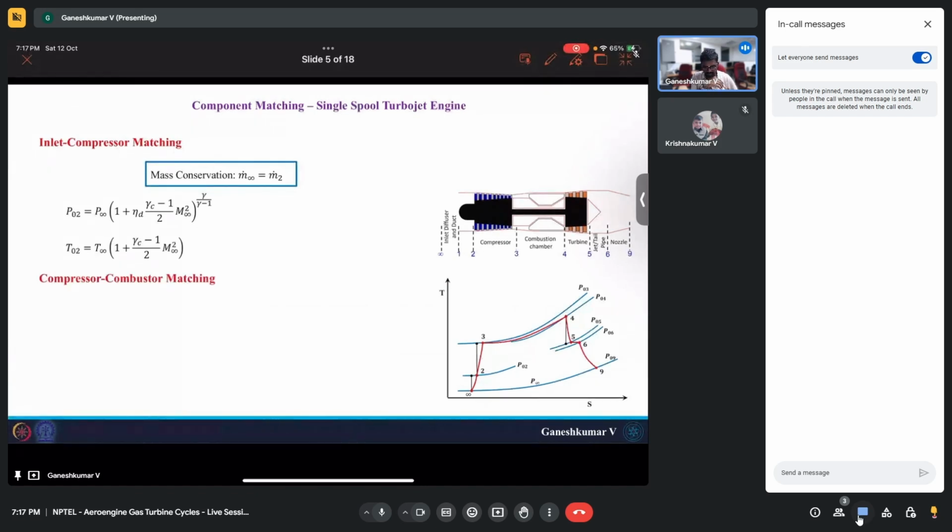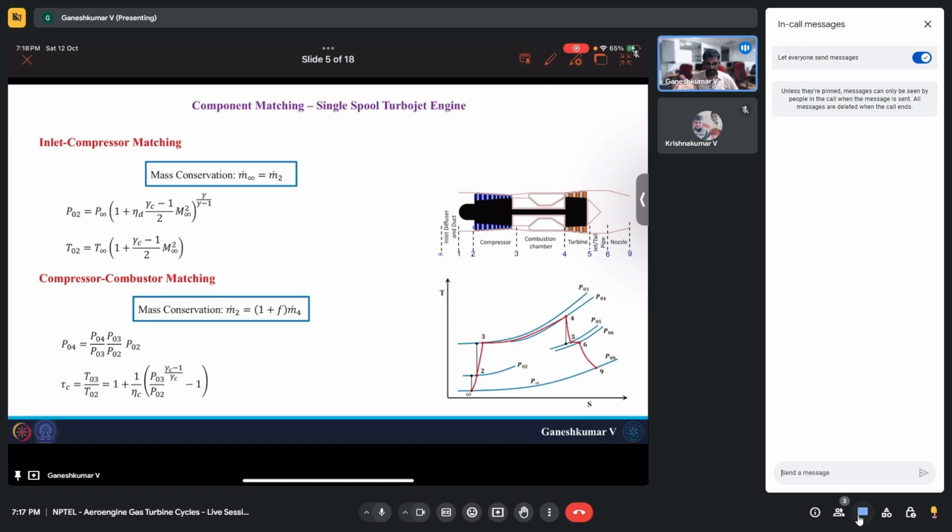The next component is the compressor and combustion chamber matching. Here again, mass conservation is the main thing. The m dot which comes inside the compressor, denoted as m dot 2, and in the combustion chamber you are going to add fuel. So your mass flow rate, I guess it should be opposite: m dot 4 should be equal to 1 plus f times m dot 2. This I will update.